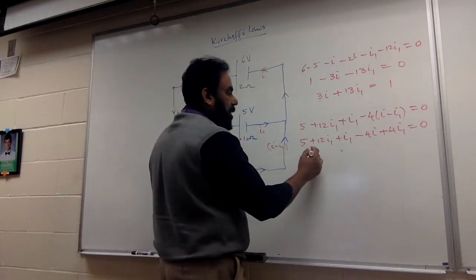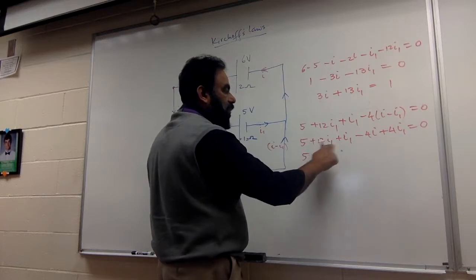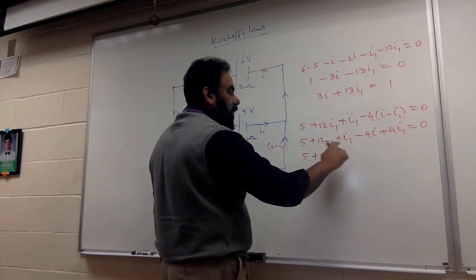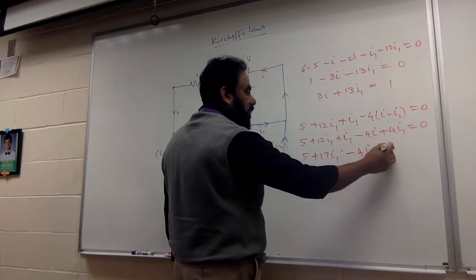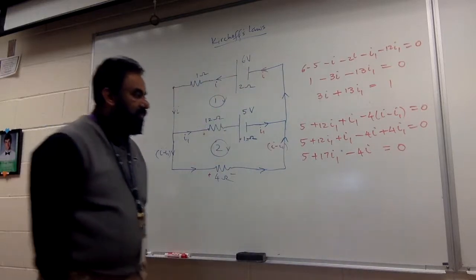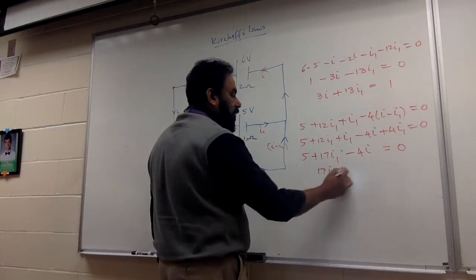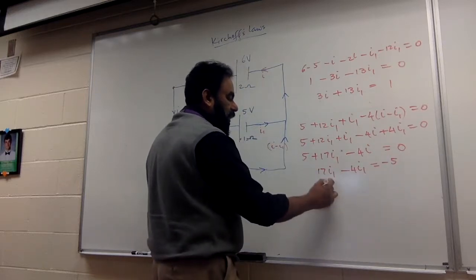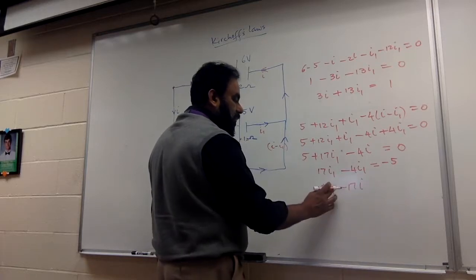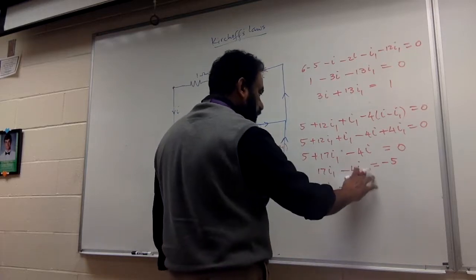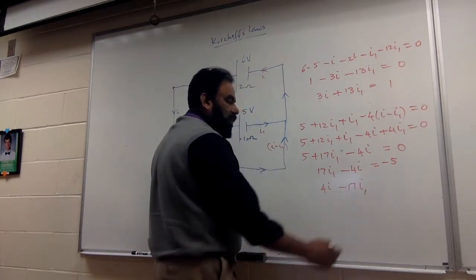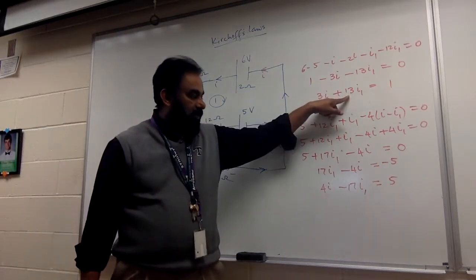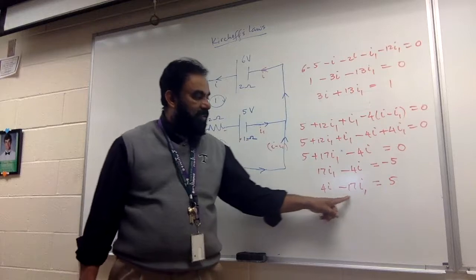So it's 5, 12I1 plus I1, 13I1, plus this, so 17I1. And I is this 4I. So this becomes 17I1 minus 4I is equal to negative 5, or 4I minus 17I1 is equal to 5. So we have two equations. One is 3I plus 13I1 is equal to 1. The other one is this.